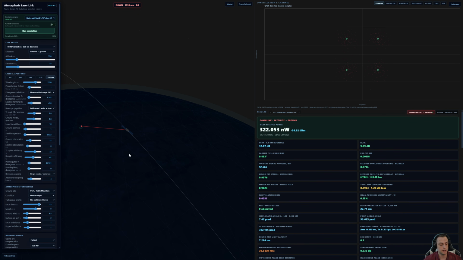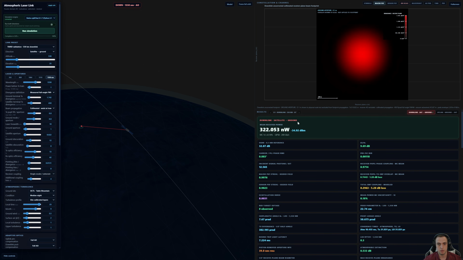Okay, now that we've validated our program, at least for the specific T-Bird scenario, I'm going to take you through a few examples to give you a good understanding of this turbulence. So here is the basic T-Bird setup. This is the point spread function of the transmitter as it goes through the atmosphere.